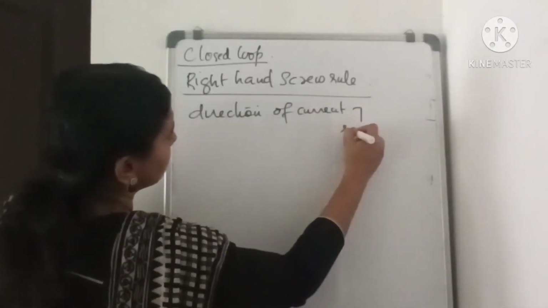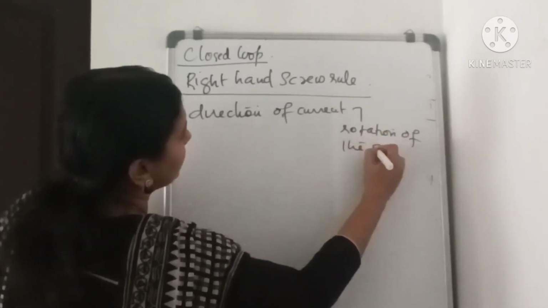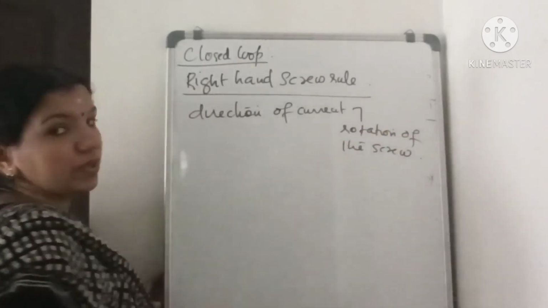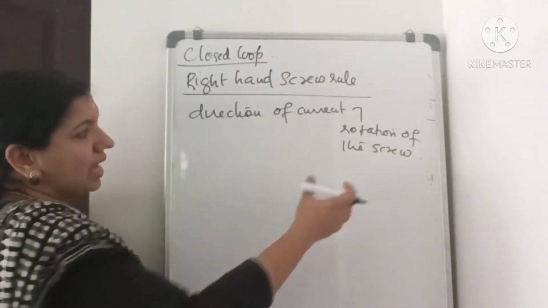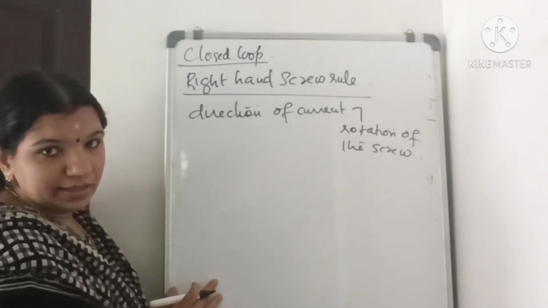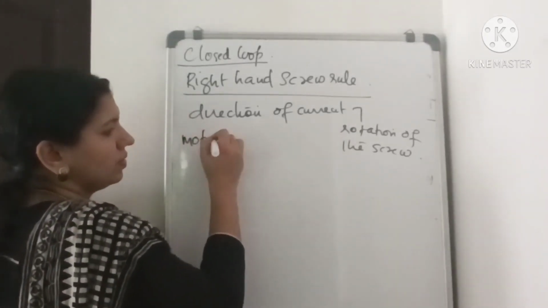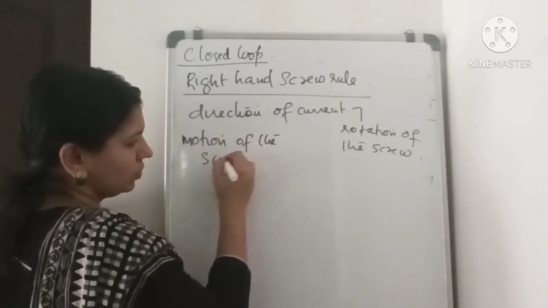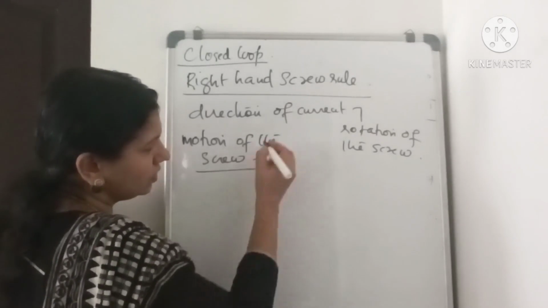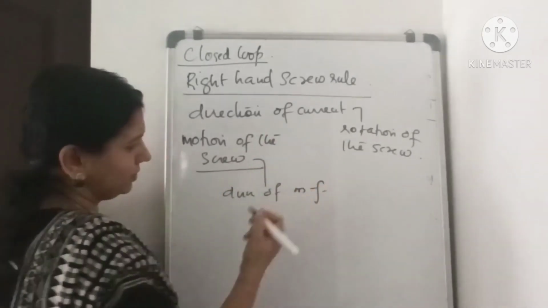Now if it is a closed loop, you have to consider the direction of current as the rotation of the screw, or the movement of the screw, in which direction we are moving the screw. That will give you the direction of current. Understood? Now the motion of the screw will give you the direction of magnetic field.